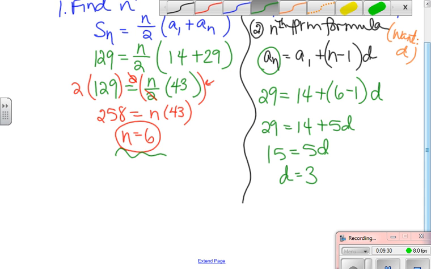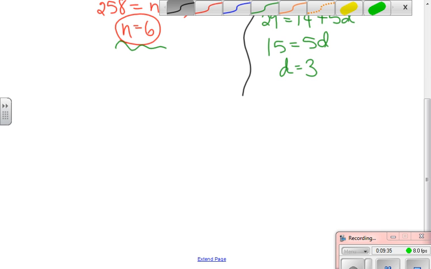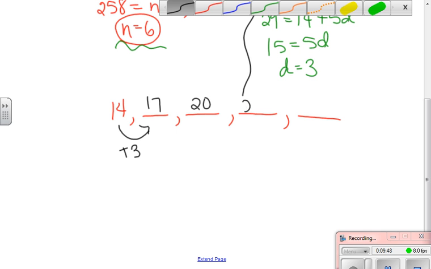Once you know that, and that our first term is 14, the question asks for those first terms, and if our common difference is 3, I have 17, 20, 23, and 26 by adding 3 at each step.